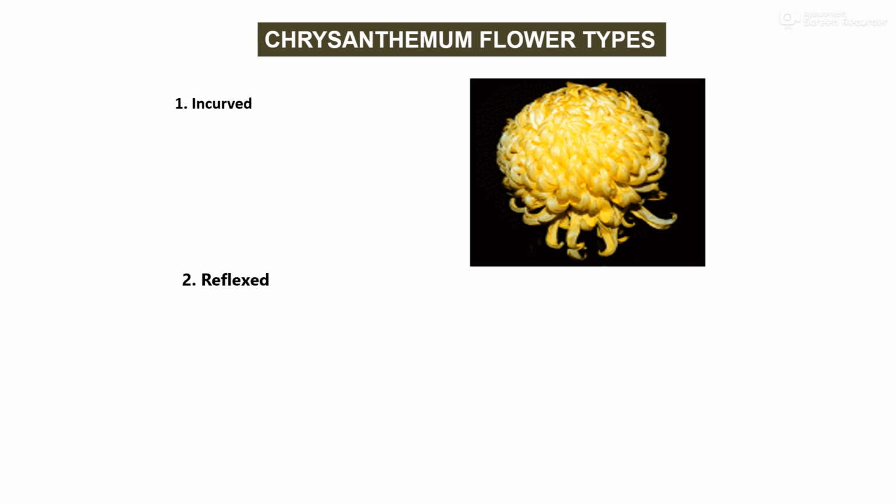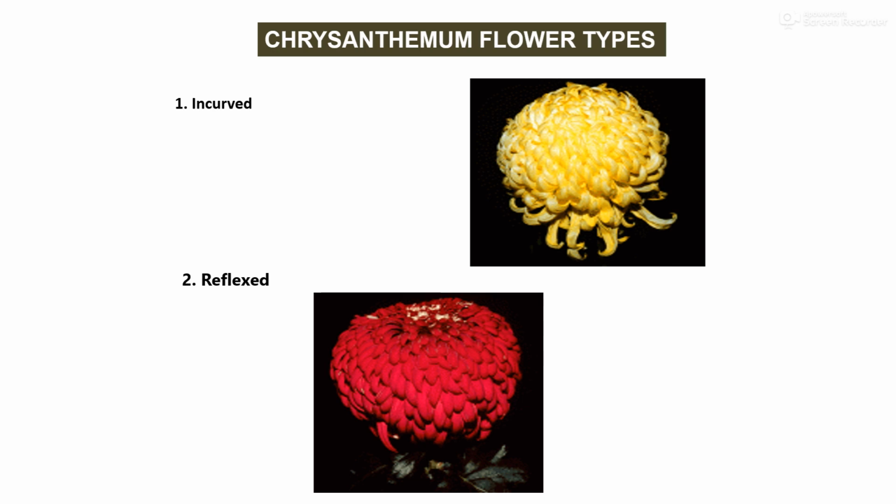Reflexed. This is just opposite to the incurved, and the ray florets reflex outside and overlap one another. The blooms are globular or flattened. Important varieties in this category are Krista, Dorothy, Beatrice May, City Beauty, Golden Rule, Daydream, and many more.